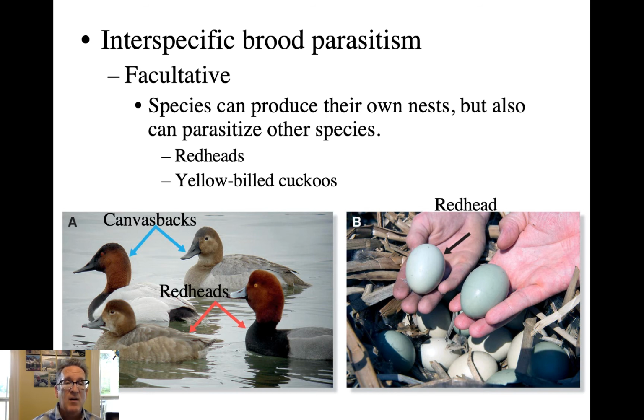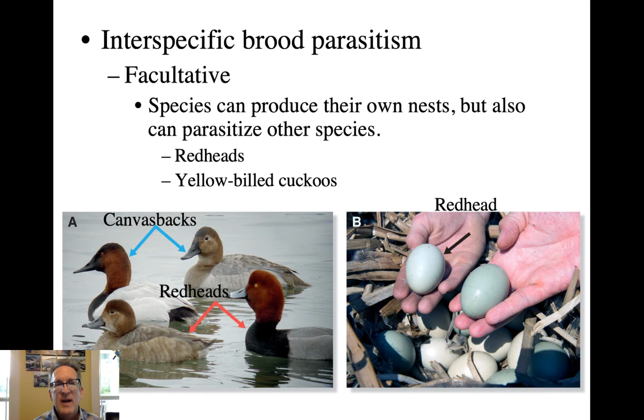So one example of this are canvasbacks and redheads. Redheads are an interspecific brood parasitic species. Sometimes the females will lay their eggs into the nest of a canvasback. And interestingly, these species both look very similar in their plumage. Their eggs are similar as well, but you can tell that a parasitic event has occurred. If you look at B in this figure here, the egg indicated with the arrow has slightly different coloration, but it's also slightly smaller. And that is an indication that it's a redhead egg that has been put into a canvasback nest.